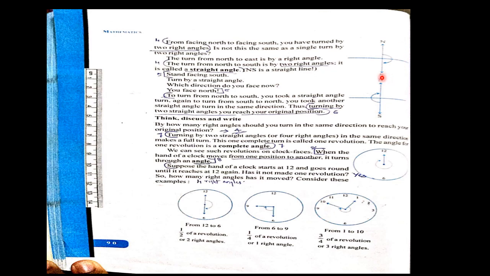Again another straight angle, you are turning and reaching north back. So to reach your original starting position, you are turning 2 straight angles. That is, 2 straight angles mean one complete revolution. Okay, one complete angle. So children, turning by 2 straight angles or 4 right angles in the same direction makes a full turn. When you turn 2 straight angles, you make one full turn, that is one complete angle.